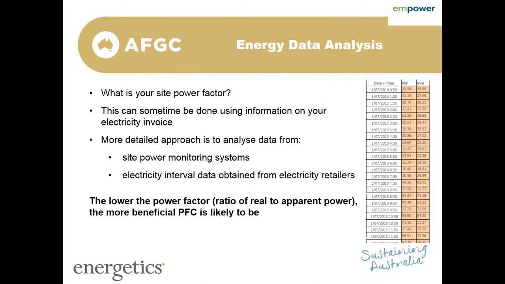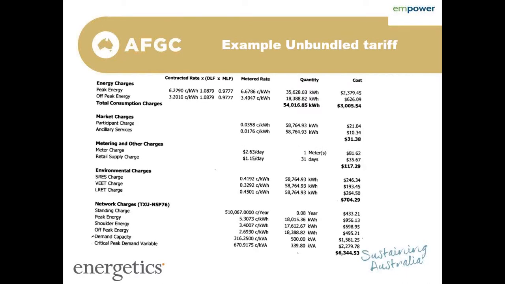Okay, so I've just got an example here of an unbundled tariff, just so you're familiar with what I'm talking about. You can see those first two line items there are the energy charge, so that's the retail and generation charge, charged a peak and an off-peak rate for the volume of energy in those periods. Then there's the market charges, the metering charges, the environmental charges, and then the network charges down the bottom, and that's what we're looking at there.